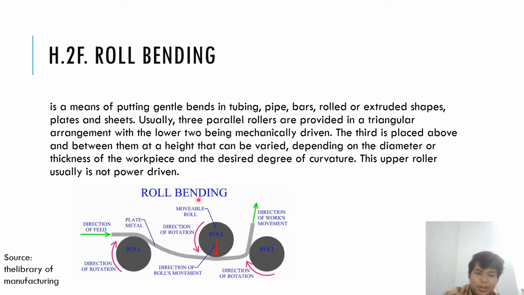This upper roll is usually not driven; it's just movable. So the rotation is going to be caused by the first roll and the last roll. The workpiece comes in here and is pulled through, and the movable roll can be pushed lower or higher depending on the bends that you want. The rotation between these two is different: this one is clockwise and this one is counterclockwise.